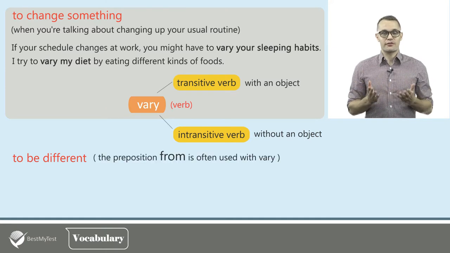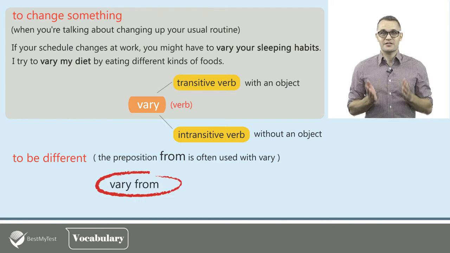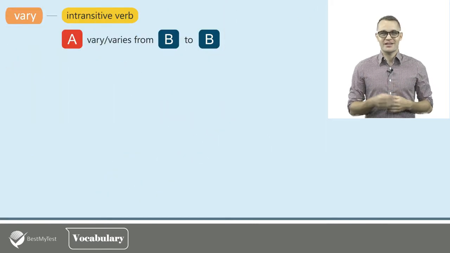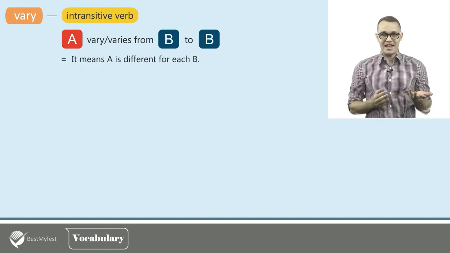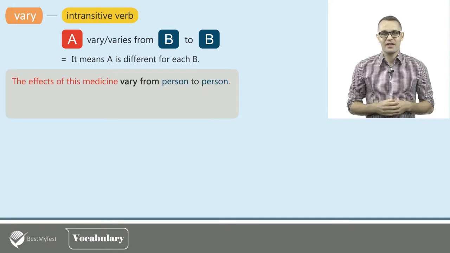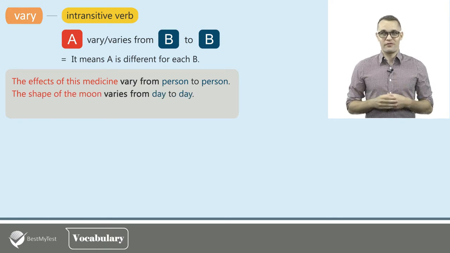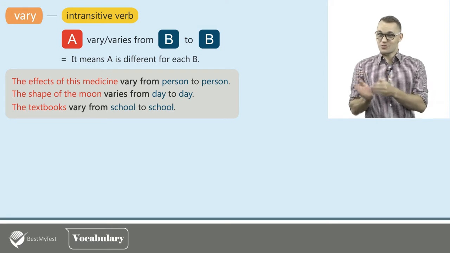Here, the preposition from is often used with vary. Let's look at two patterns using the phrase vary from. The first one is A varies from B to B. It means that A is different for each B. Here are example sentences. The effects of this medicine vary from person to person. The shape of the moon varies from day to day. Textbooks vary from school to school.